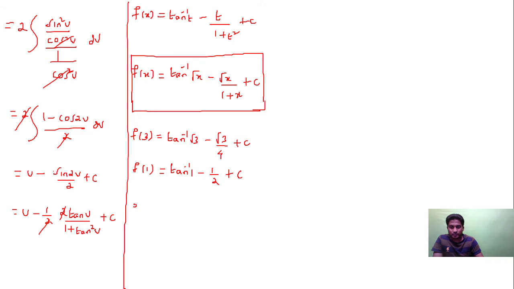Now I am supposed to find f(3) − f(1), so let us subtract them. f(3) − f(1) will be equal to tan inverse of root 3 minus tan inverse of 1, minus root 3 by 4 minus (−1 by 2). Of course c will get cancelled. Tan inverse of root 3 is pi by 3, and tan inverse of 1 is pi by 4. So I get pi by 3 minus pi by 4.